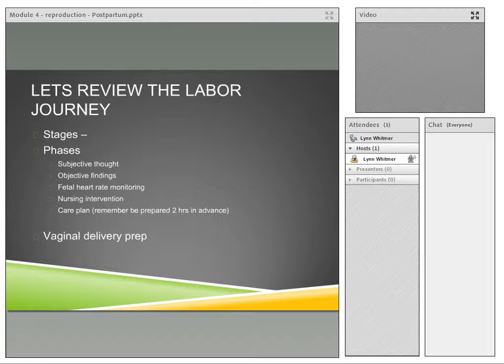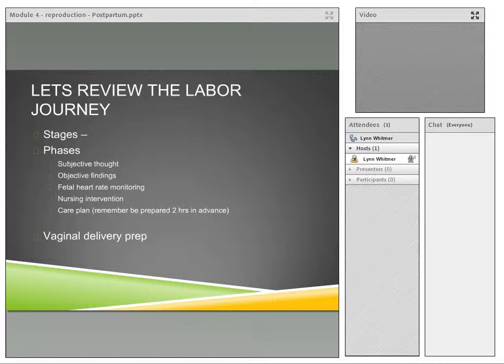In the meantime, we want to ensure that the patient's position is good, that their psychological status is good, that their bladder is empty, that they're comfortable, they're relaxing, they're knowledgeable in what's happening during this laboring process, which also helps them relax and deal with the ever-going contractions. Fetal heart rate monitoring is essential.